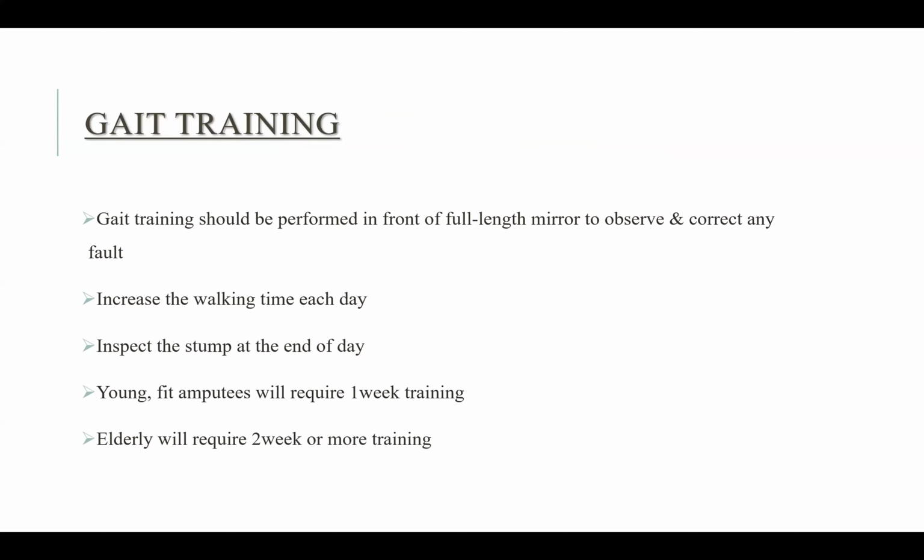Gait training should be performed in front of a full length mirror to observe and correct any fault. They should increase the walking time each day and inspect the stump at the end of the day. In young, fit amputees, they require 1 week of training. In the elderly, around 2 weeks or more of training is required.